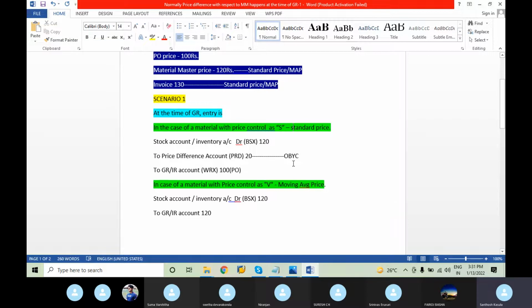While coming to the moving average price, here we don't consider it this way; standard price always deals with the price difference account.